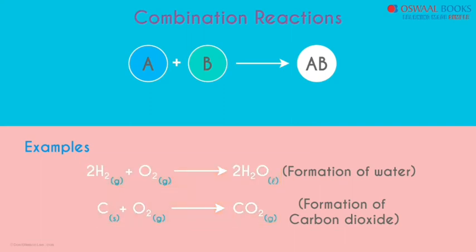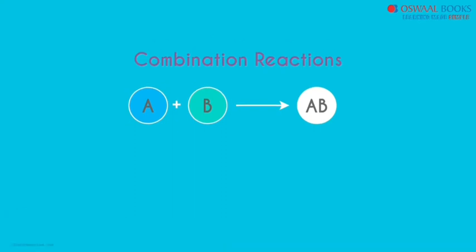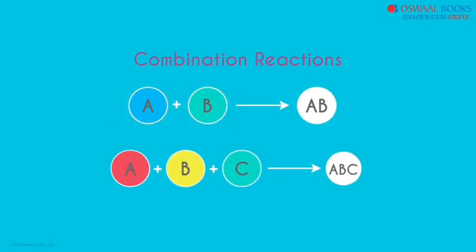So how can we understand combination reactions in simple words? It's easy. In a combination reaction, 2 or more reactants form a single product. Note the words 2 or more. So even a reaction like A plus B plus C forming ABC is a combination reaction.